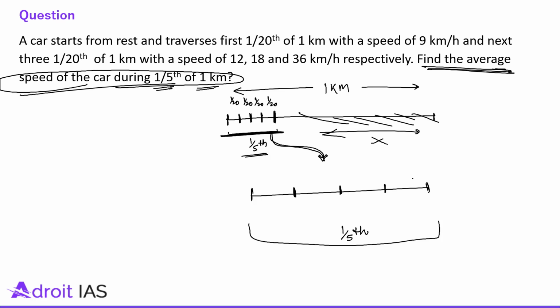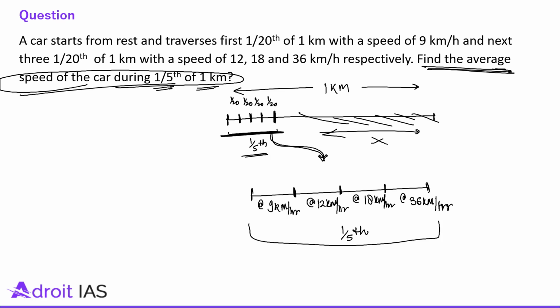All right, everyone, fine. Okay, now let's talk about the data. The first 1/20th has been covered with the speed of 9 km per hour. The second 1/20th has been covered with the speed of 12 km per hour. The third 1/20th has been covered with the speed of 18 km per hour. And the fourth 1/20th has been covered with the speed of 36 km per hour.